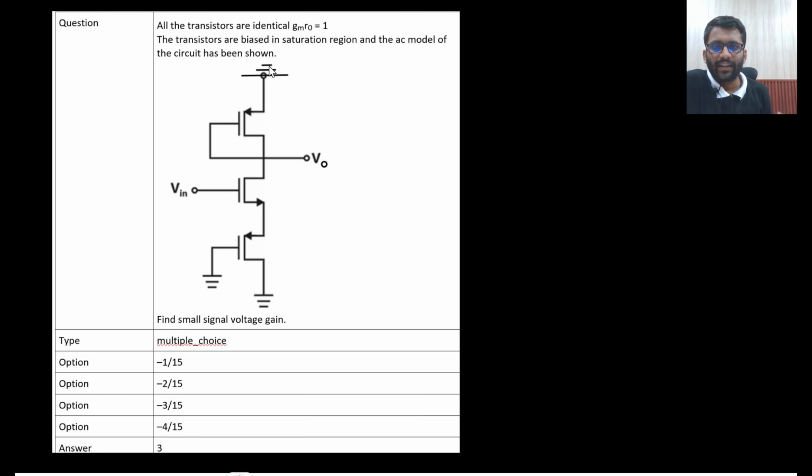So all transistors are identical. GM R naught is equal to 1. The transistors are biased in the saturation region, and this small signal model has been shown. You have to find the small signal voltage gain. So what do you think this will be replaced with? All transistors are identical. This will be replaced with 1 by Gm parallel with R0.